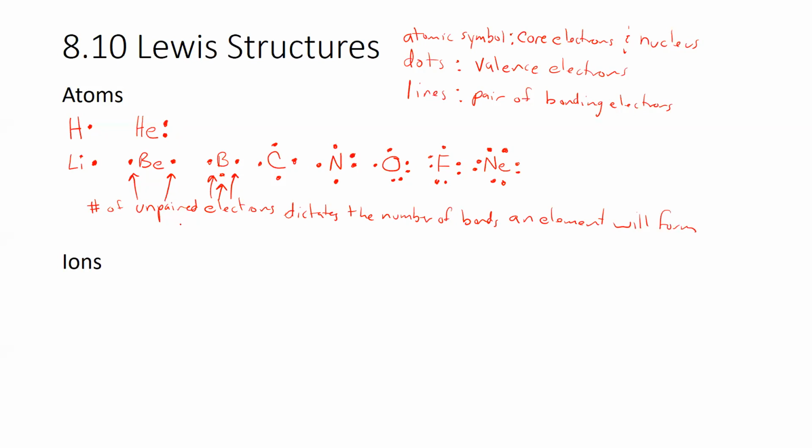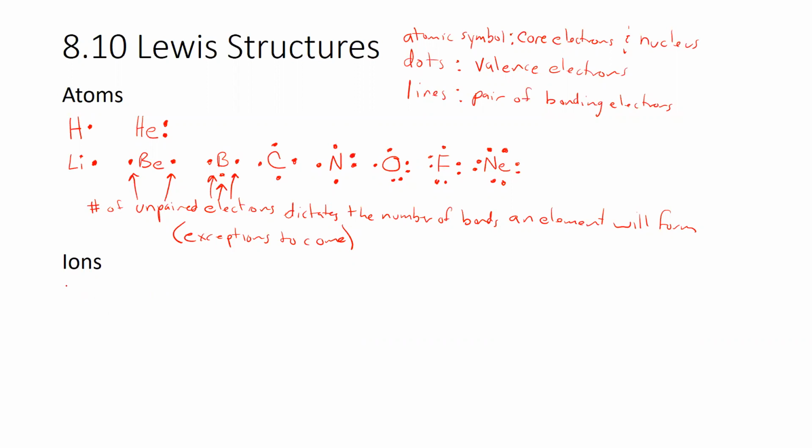Okay, more on this later. There are going to be exceptions that we'll see in the future. We'll see those as we discuss the exceptions to what's known as the octet rule once we start doing these Lewis structures. Okay, so that's electrons around atoms. Placing electrons around atoms is pretty straightforward, pretty simple.